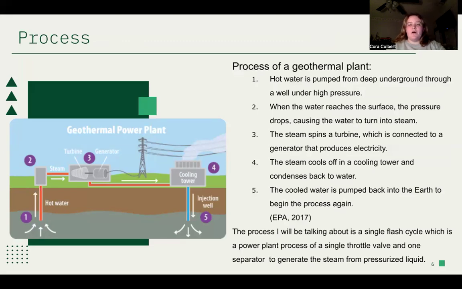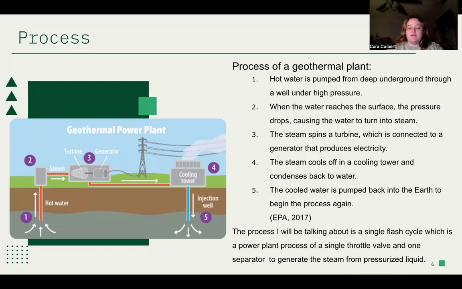So in this process at the power plants, it begins with hot water being pumped from deep underground through a well under high amounts of pressure. When this water reaches the surface, the pressure drops, causing the water to turn into steam. The steam spins a turbine, which is connected to a generator, and this produces the electricity. The steam then cools off in the cooling tower and condenses back into water. The cooled water is then pumped back into the earth so this process can begin again.